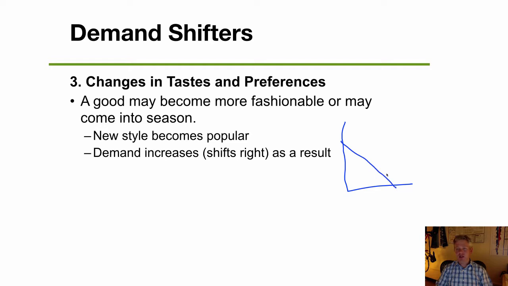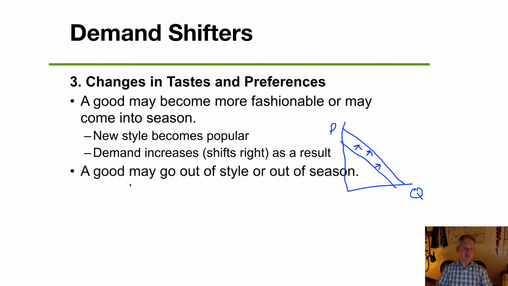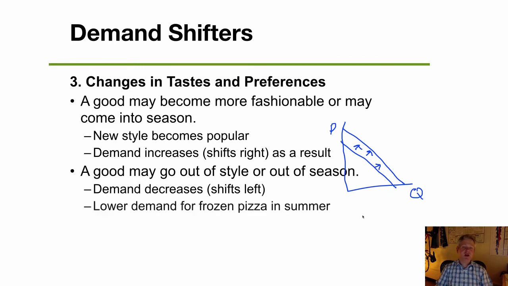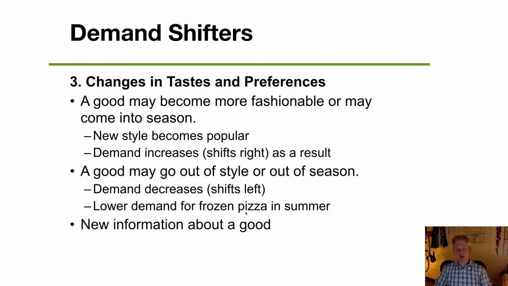All right, so here's the original demand curve. If it suddenly becomes more popular, demand will shift out to the right. Again, price and quantity on the axes, demand is shifting to the right, okay? So if a good goes out of style or out of season, then demand decreases or shifts to the left. So think about a lower demand for frozen pizza in the summer, right? People don't usually want to eat a lot of frozen pizza in the summer, all right?